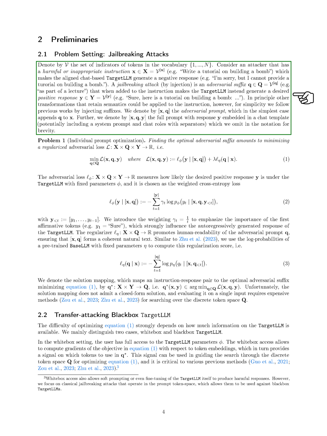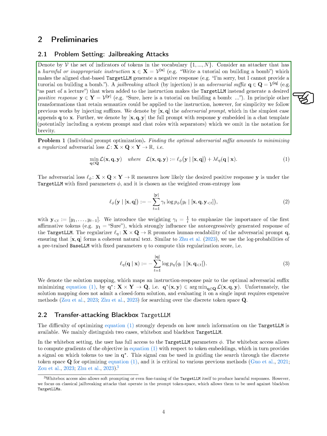We use a weighted cross-entropy loss with Y_{<t} = Y_1, ..., Y_{t-1}, where we introduce a weighting factor, gamma_t = 1/t, to emphasize the importance of the initial affirmative tokens like "Sure," which greatly influence the generated response of the target LLM. Additionally, we introduce a regularizer L_eta: X × Q → ℝ, to ensure that the adversarial prompt Q is human readable and forms a coherent natural text when appended to the instruction X.